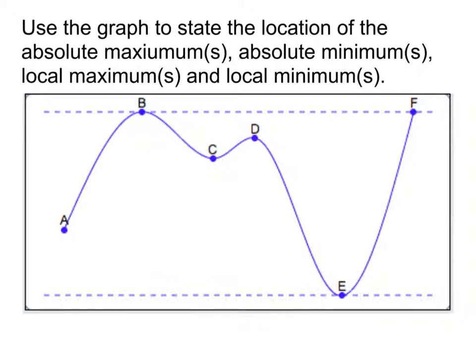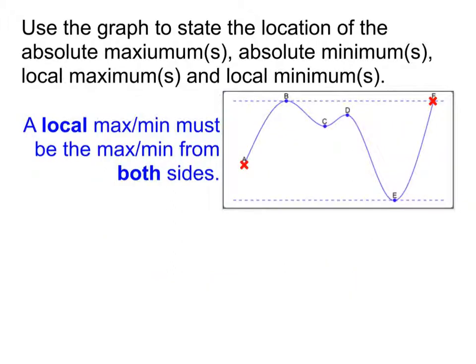What about local minimums, though? This is where things get interesting. So for local minimums, one of them is C, because you can see the graph is kind of bottoming out in that area. The question, though, is A a local minimum? No. Because it's not even an absolute minimum. So a local maximum or minimum must be the max or min from both sides.